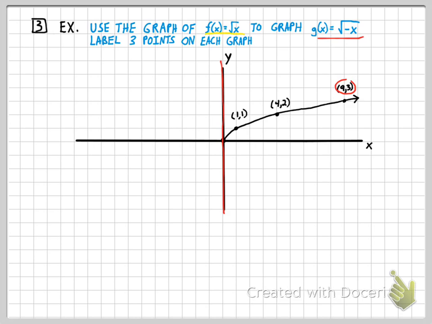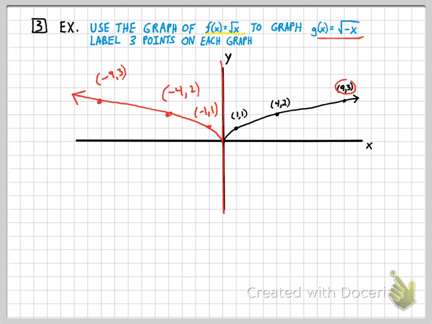Here's 9, 3. Way over here, negative 9, 3. After you reflect the point 4, 2, it will become negative 4, 2. And the point 1, 1 becomes negative 1, 1. Once again, all of your original points on the common function are reflected through the y-axis this time, and you end up with a function that looks like that. That's our g of x function.